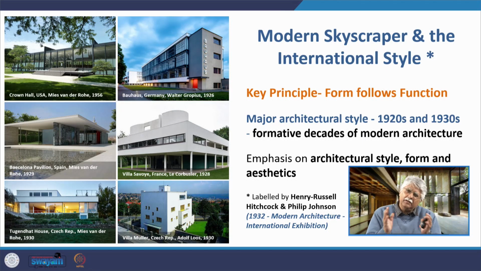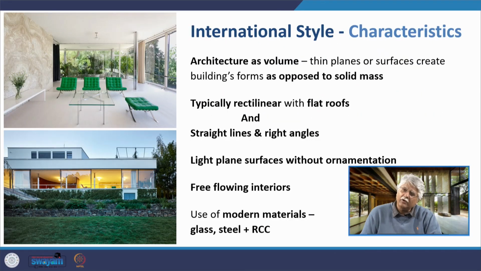and they were coming up in Europe, they were coming up in America, whether it was the Crown Hall or the Bauhaus, the Barcelona Pavilion or the Villa Savoye, Tugendhat House in the Czech Republic by Mies van der Rohe, or the Villa Muller in the Czech Republic again by Adolf Loos. All these buildings spoke the same architectural language. And what is that language?